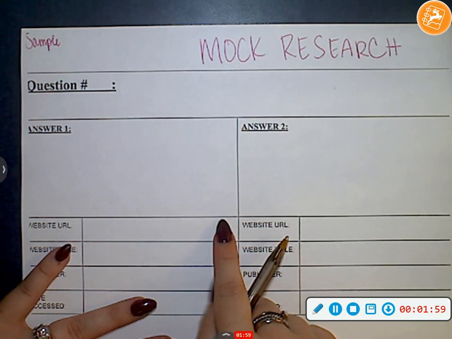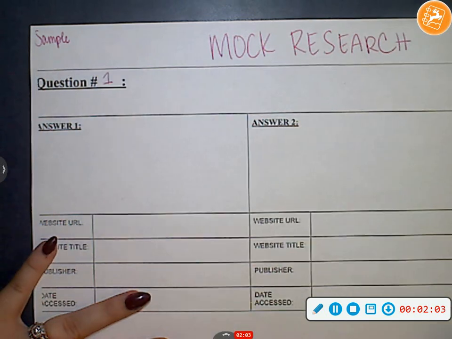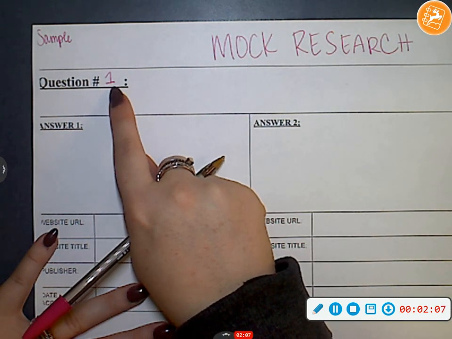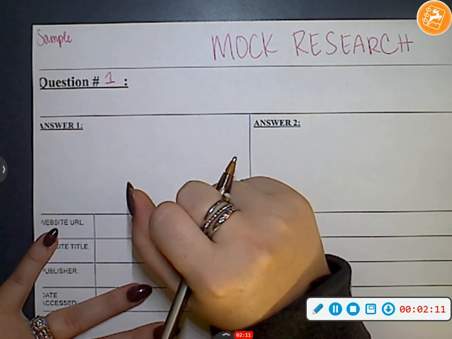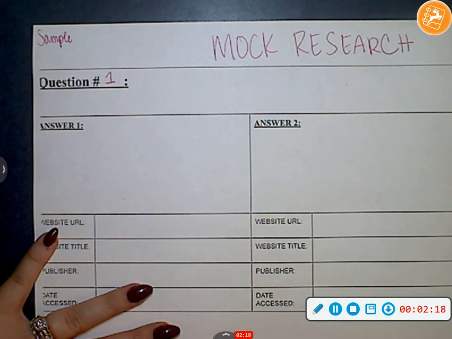Okay, so the first thing that we're going to do is we're going to put a number. So we're going to pretend like this is question number 1. So we're going to put a 1 right here next to question number. And we're going to write out a question. And this is the question that we're going to practice with. This is not one of your 4, because you already created your 4. This is one that we're just practicing with.